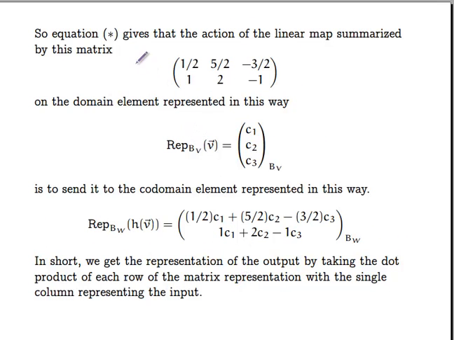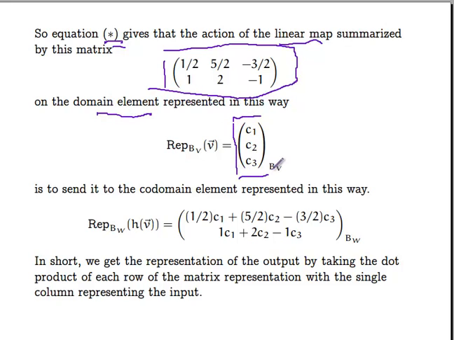Okay. So let's summarize. Equation star, which is that linearity equation, shows that if you want the action of the linear map, which was summarized by this matrix, first what we do is we take any element in the domain and express it in terms of its coordinates relative to the BV basis. If we do that, then the coordinates of h of v relative to the BW basis will be equal to this.